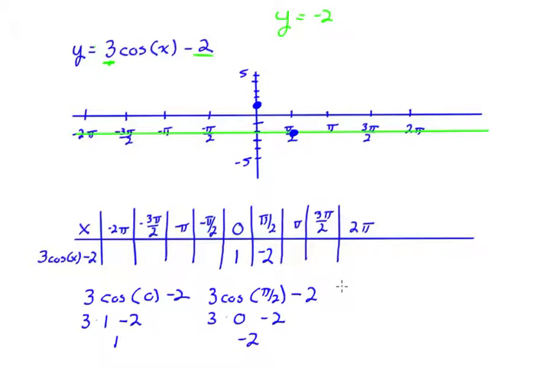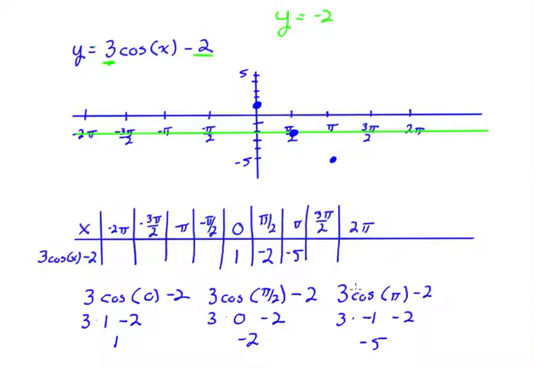Okay, next one is pi. 3 times the cosine of pi minus 2. It'll be 3 times the cosine of pi, which is -1, minus 2. 3 times -1 is -3. -3 minus 2 is -5. Okay, so at pi, we'll be down at our -5. And we can see that our graph on our y-axis has gone down far enough.